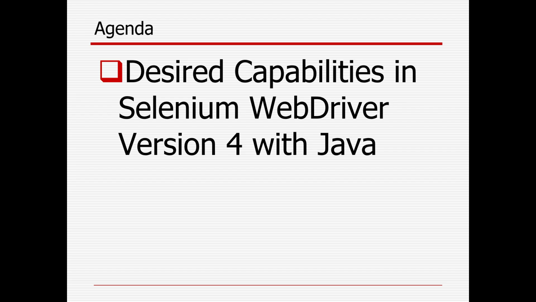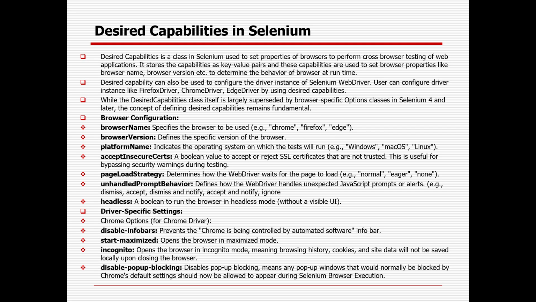In today's session, you will learn what is desired capability and how we can use those important functionality while dealing with Selenium WebDriver version 4 with Java. So desired capability is a class in Selenium used to set properties of browsers to perform cross-browser testing of web applications. It stores the capabilities as key value pairs, and these capabilities are used to set browser properties like browser name, browser version, etc. to determine the behavior of the browser during runtime.